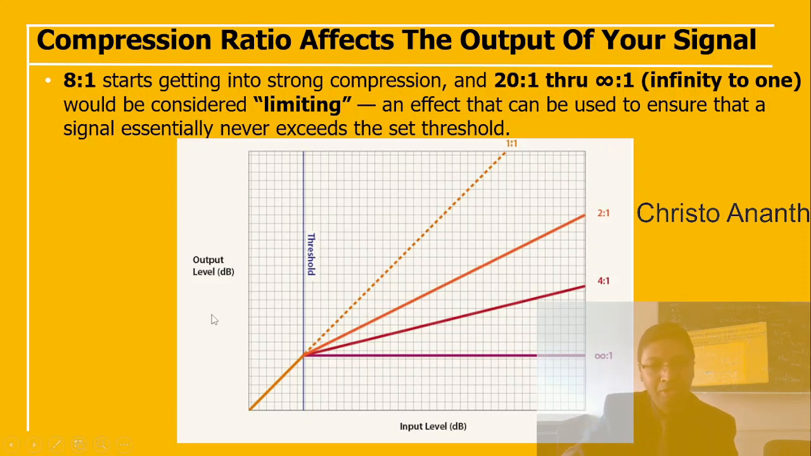Okay, so maybe if you have input level and output level, this is with regards to threshold. Okay, 1:1 this one, 2:1 this one, 4:1 this one, maybe here 8:1. Okay, up to infinity:1. So that is the limiting factor that is not exceeding the threshold limit.